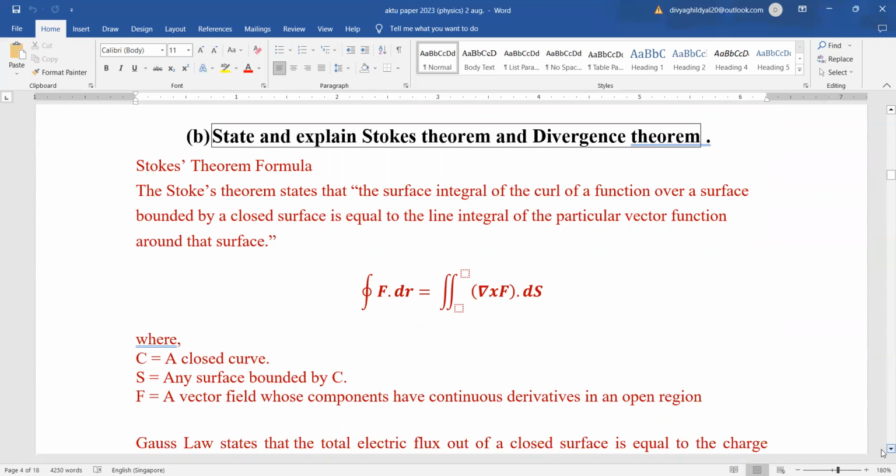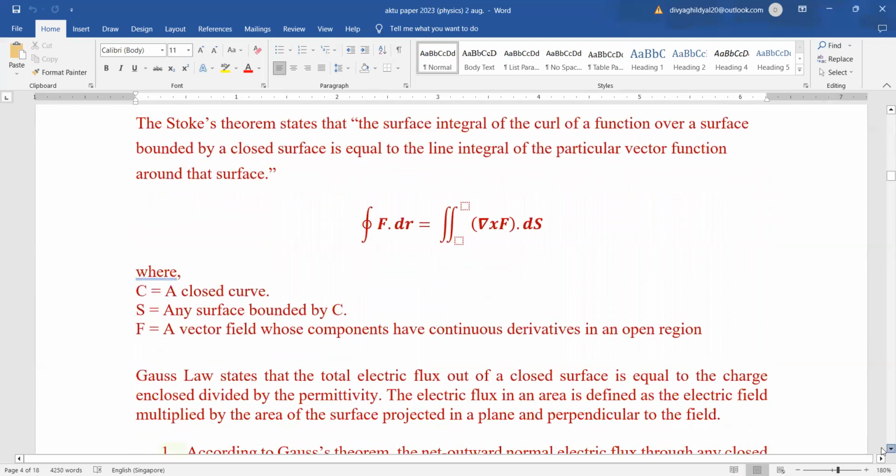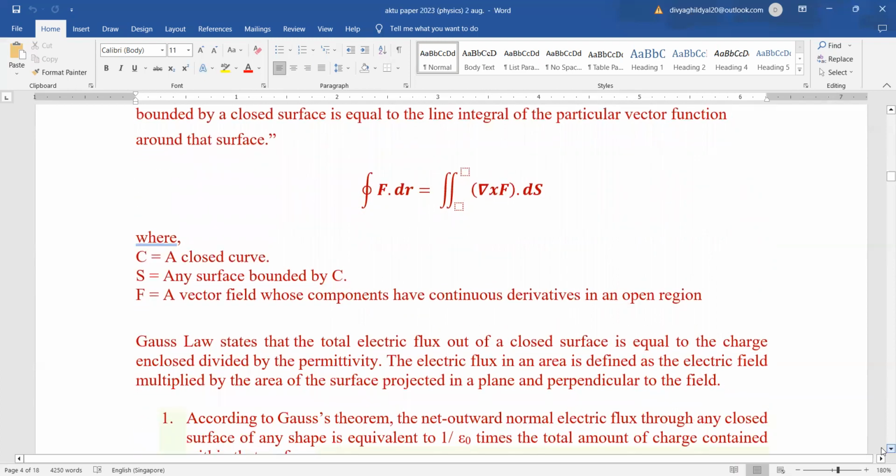Stokes' theorem changes the surface integral of the curl of a function over a surface bounded by a closed curve into the line integral of the particular vector function around the curve. That means the integral of F dot dr is equal to the integral of del cross F dot dS, where C is any closed curve, S is any surface which is bounded by the curve C, and F is a vector field.